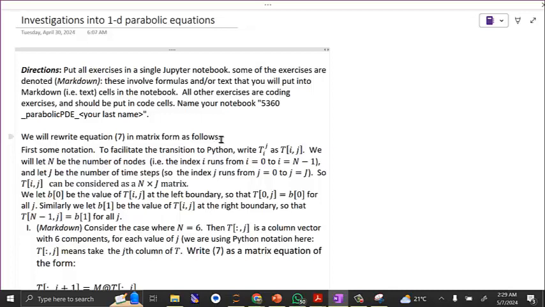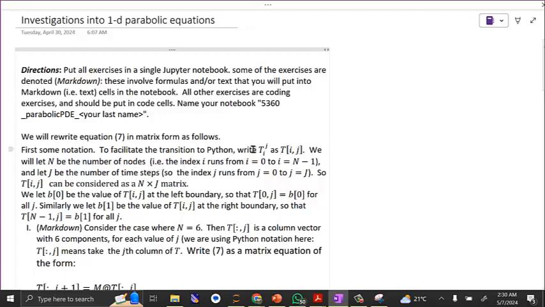All right, so he writes T with subscript i and superscript j for his coefficients. So we're going to write it this way. The subscript is the row index. The superscript is the column index. And let n be the number of nodes.